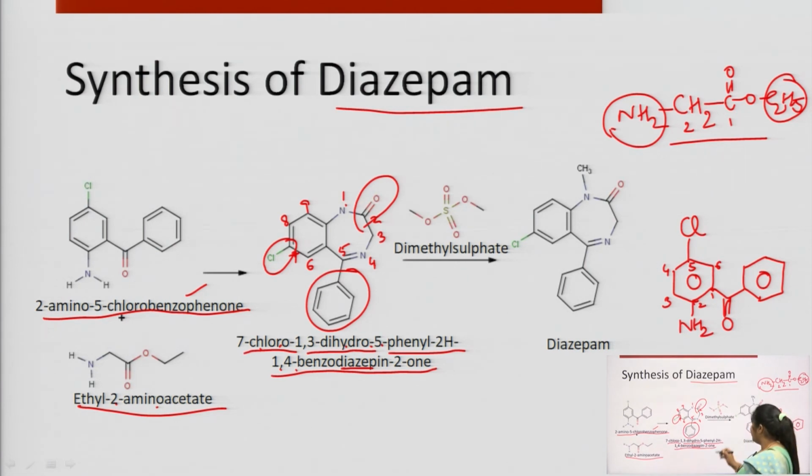Now, with the effect of dimethyl sulfate, by substitution with a methyl group, that will lead to methylation of the active nitrogen at position number 1. This will form NCH3 and the formation of diazepam. So this is about the synthesis of diazepam. In the next lecture, we will discuss all the other categories of sedatives and hypnotics. Thank you.